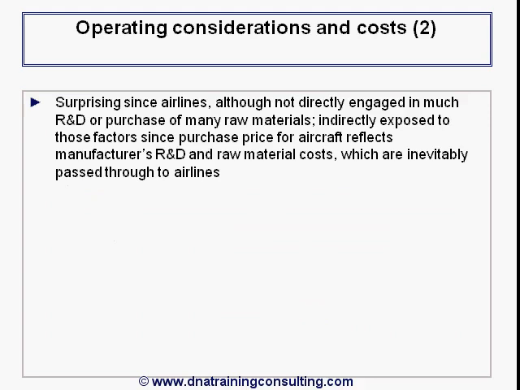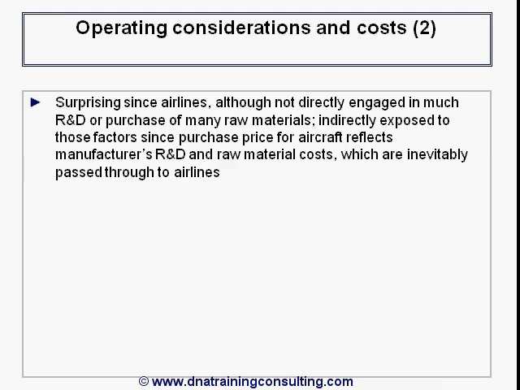This may seem partly surprising again, for while airlines may not directly engage in much R&D, nor purchase many raw materials, other than energy, which was handled separately as we saw, they are indirectly exposed to those factors, since the purchase price for aircraft reflects the manufacturer's R&D and raw material costs. These are inevitably passed through to the airlines, perhaps after a lag of some time.